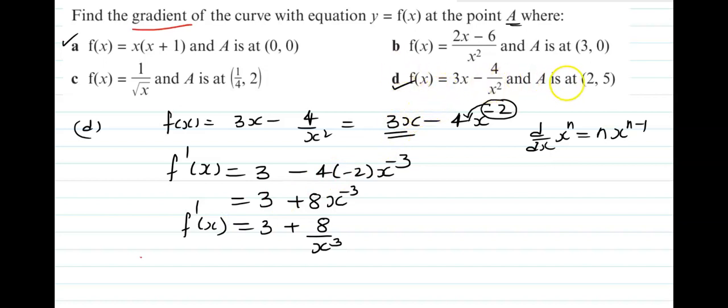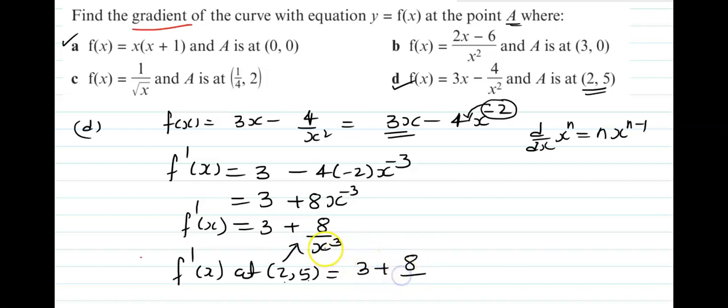Now you need to find the gradient at point (2, 5). So just write f dash x at (2, 5). So x is 2 and y is 5. Just put these values here. It is 3 plus 8 over x cube. x is 2, so it will be 2 cube. So it will be 3 plus 8 over 8. 8 over 8 cancels down, so it is 1. So 3 plus 1 is 4.